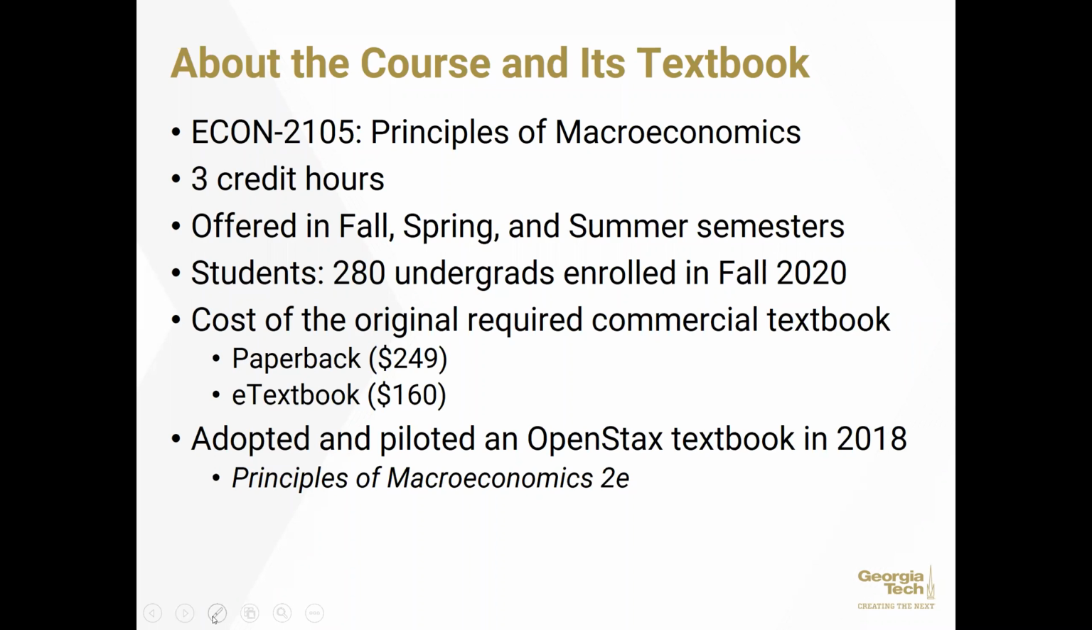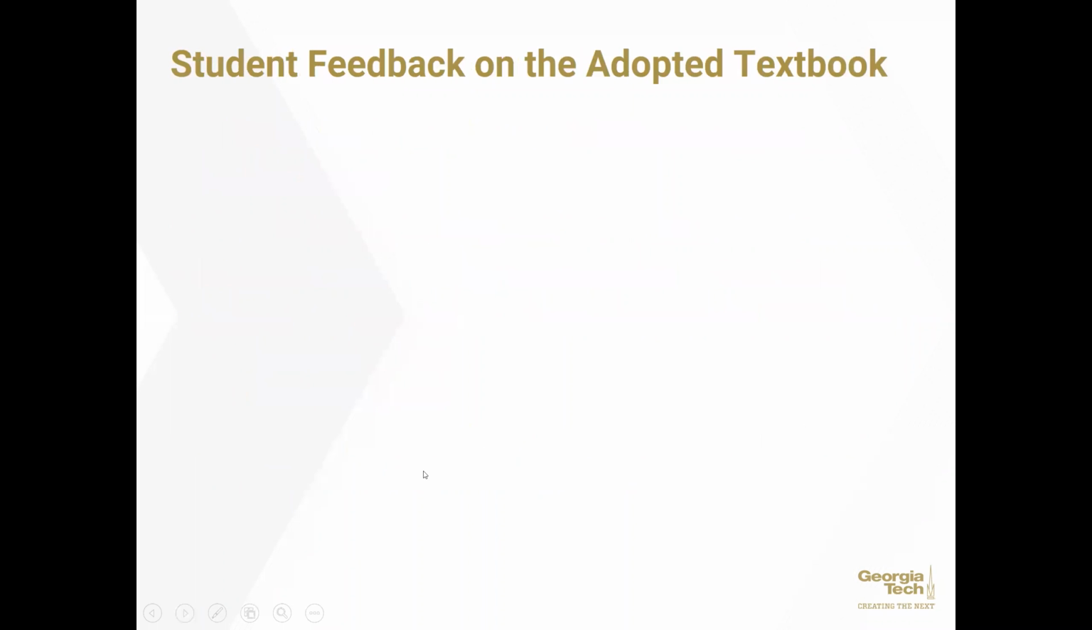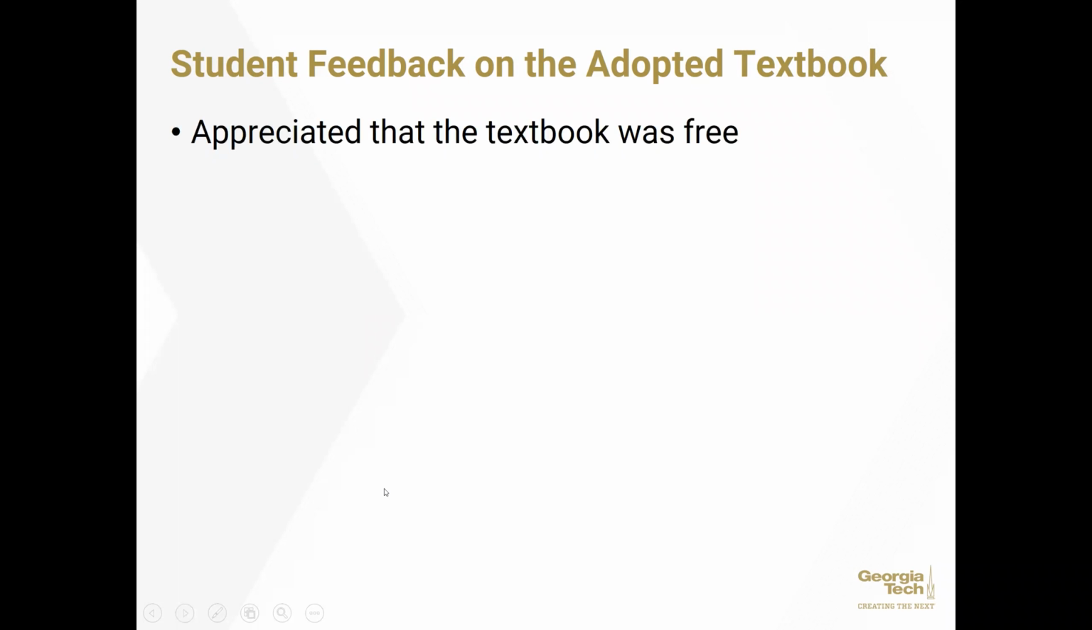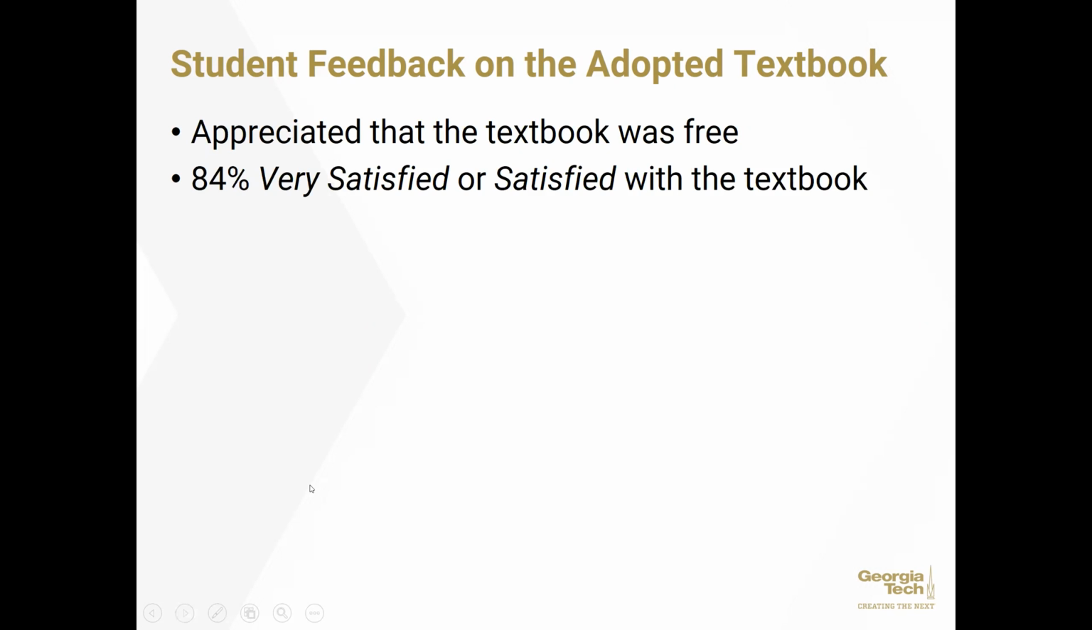And in 2018, Assyria adopted and piloted an OpenStax textbook in this class, using the book Principles of Macroeconomics 2E. At the end of the semester, we did a survey to get some feedback from students about the adopted textbook. According to the survey results, students really appreciated that the class used a free textbook, and 84% of them were very satisfied or satisfied with the textbook.